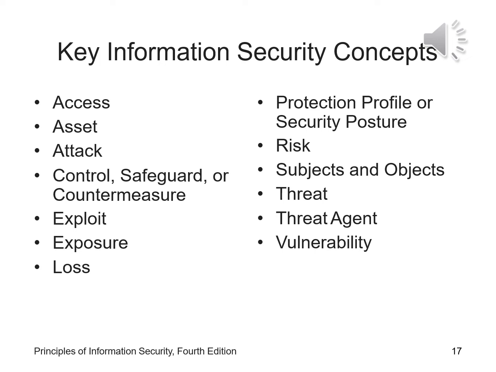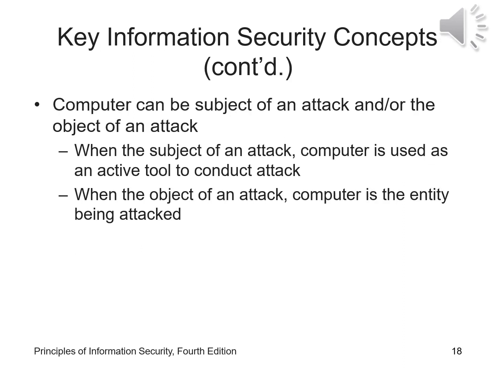Risk, the probability of an unwanted occurrence, such as an adverse event or loss. Threat, a category of objects, people, or other entities that represent a danger to an asset. Threat agent, the specific instance or a component of a threat. Vulnerability, a weakness or fault in a system or protection mechanism that opens it to attack or damage. Subjects and objects. A computer can be either the subject of an attack, an agent entity used to conduct the attack, or the object of an attack, the target entity.